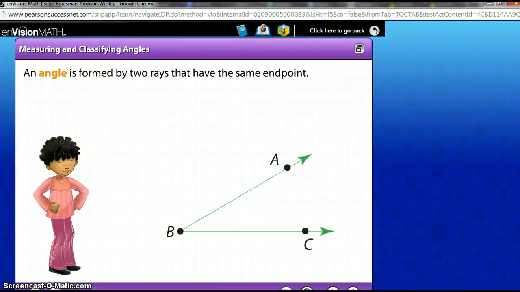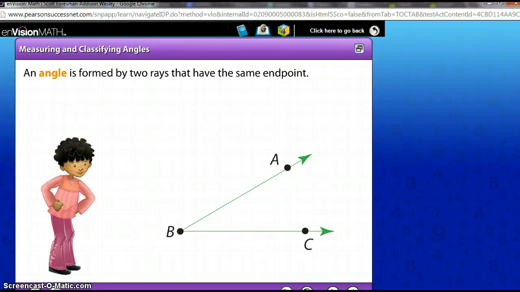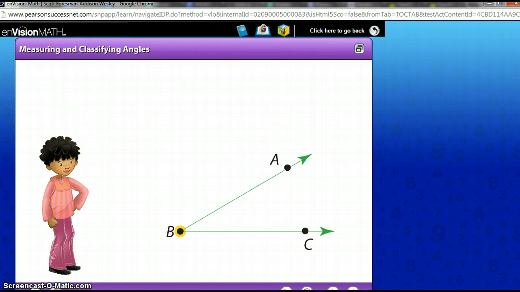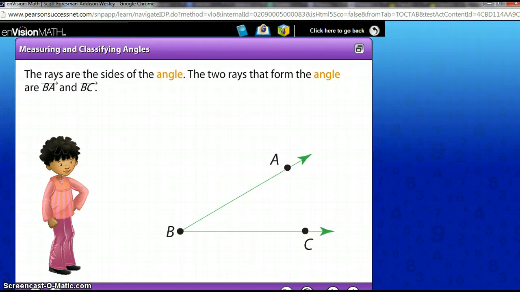An angle is formed by two rays that have the same endpoint. The common endpoint of the two rays is called the vertex, plural, vertices. The rays are the sides of the angle. The two rays that form the angle are ray BA and ray BC.